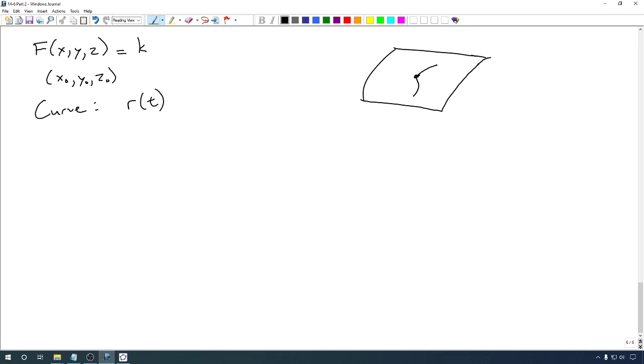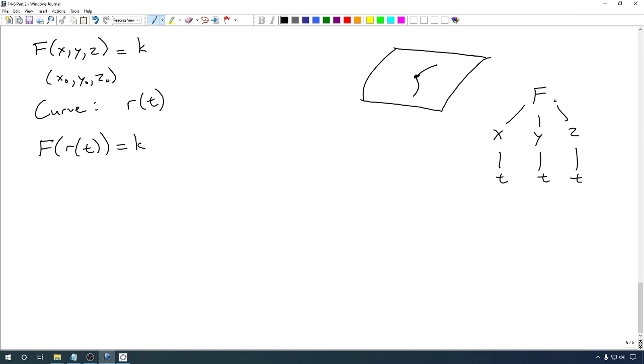What happens if we plug this curve into the function? We have capital F of r of t is going to equal k for any value t that we plug in here. Now this is a composition of two functions. One's a vector valued function, one's a function of multiple variables, but what we can do here is differentiate it. So our function f depends on x, y, and z, but each of x, y, and z ends up depending on t. When we plug t into our curve r of t, we get values for x, y, and z that are then being plugged into f.